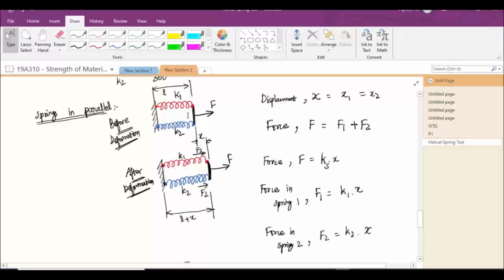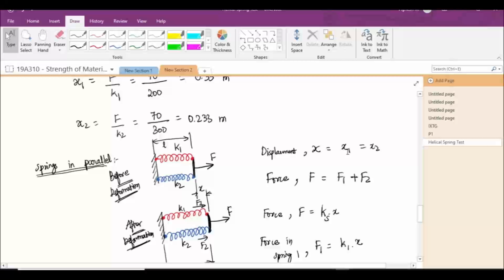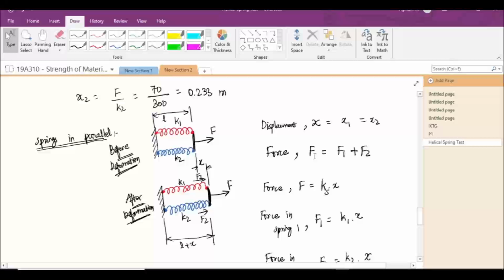The only thing is the force applied will be divided into two components. Since they are in parallel, the force applied will be divided into F1 and F2. F1 is the force applied in the first spring, and F2 is the force applied on the second spring. So based on the stiffness value, the force value also changes, whereas the displacement of each spring and the displacement of the system are going to be the same. Displacement of system, displacement of first spring and displacement of second spring, all are going to be the same, which is x.